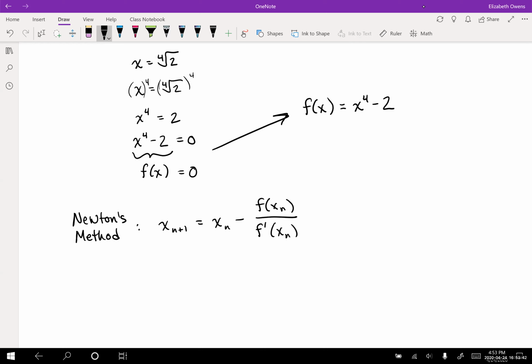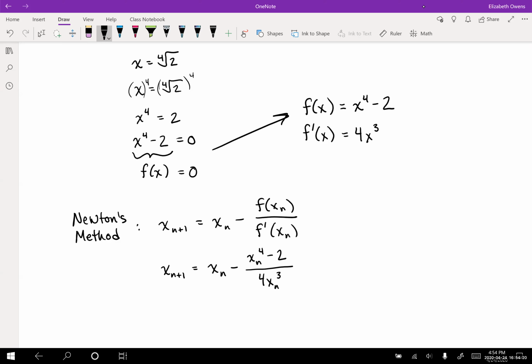There's our f of x. We'll need its derivative as well. That would be 4x cubed. So our Newton's method formula is going to look like this: x sub n plus 1 equals x sub n minus x sub n to the fourth minus 2, that's our f of x sub n, over 4 x sub n cubed. That's what we're going to be typing into the calculator a little bit later.